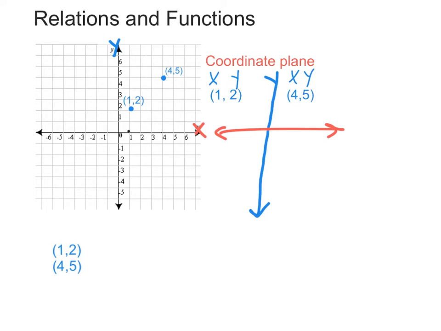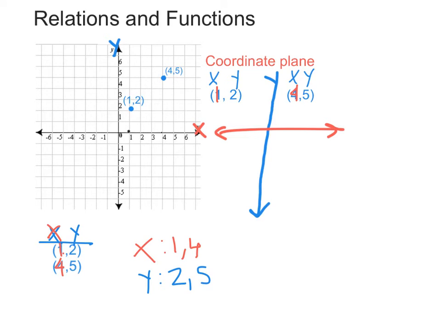Okay, so let's look at these points 1, 2, and 4, 5. So if we were to label our x points, we'd probably want to label it something like this, right? Because our x points are 1 and 4 because they're the first numbers in the pair, and then our y is 2 and 5 because they're the second numbers. So if we wanted to write them out in a little different way, we could write our x points are 1 and 4, and our y points are 2 and 5.